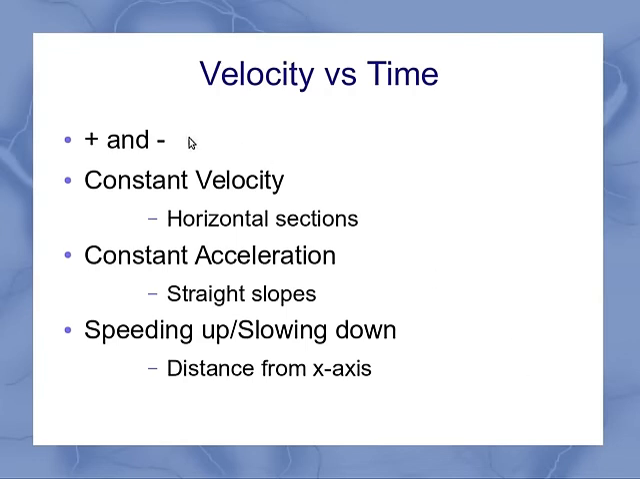So again, positive and negative depends on which direction you're going. Horizontal sections are constant velocity or zero acceleration. If you've got straight slopes, they're constant accelerations, with slopes upwards being positive, slopes downward being negative. And speeding up or slowing down is represented by your distance from the x-axis.